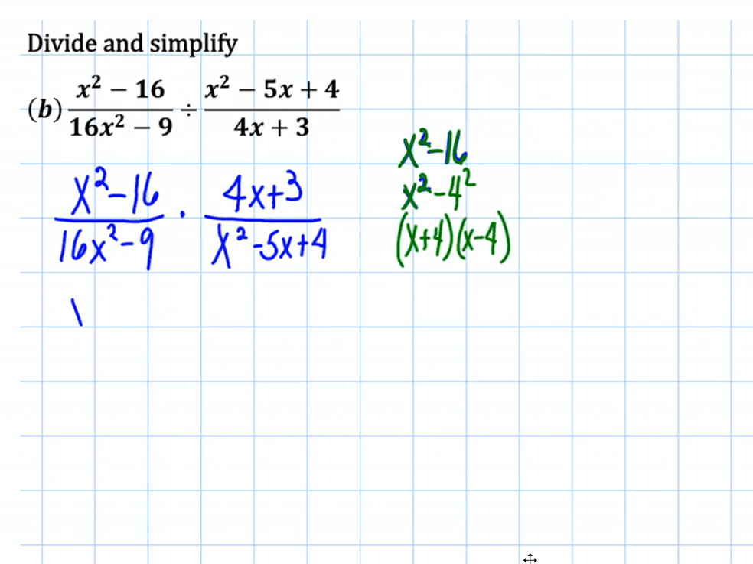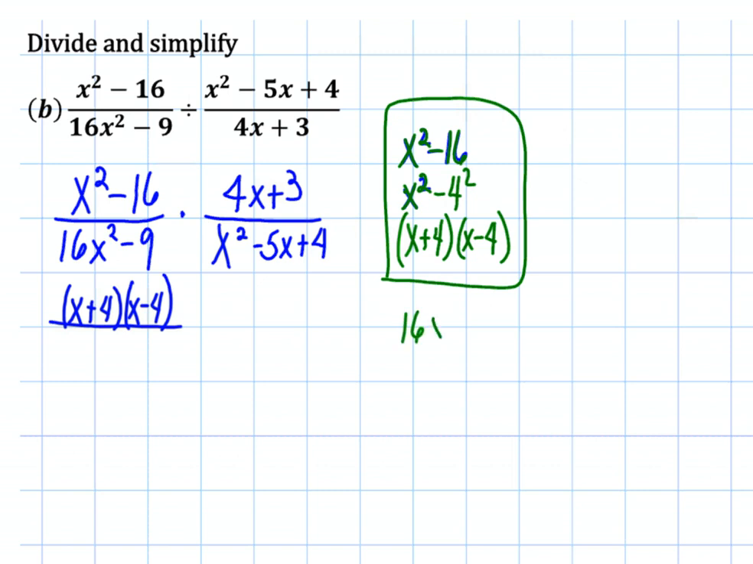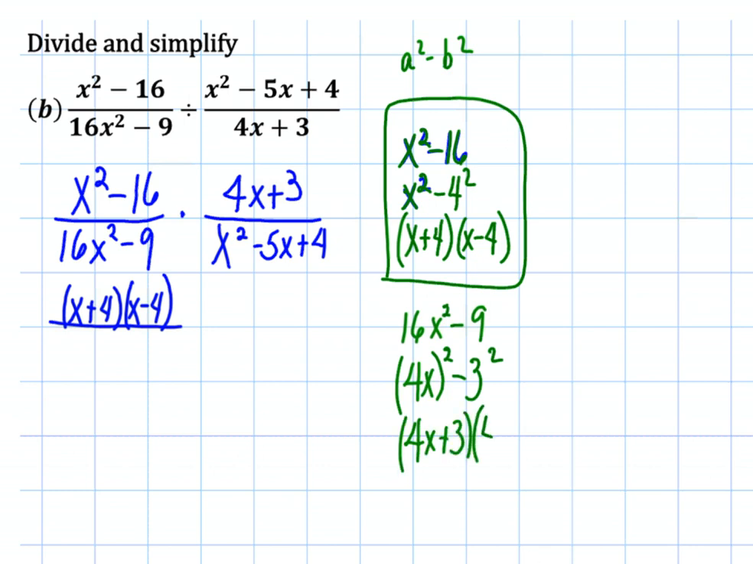Okay. So we're going to call this x plus 4 and x minus 4. I'm going to do the same thing for the denominator. The denominator is 16x squared minus 9. I'm going to put it in the format of a squared minus b squared. So that'd be 4x squared minus 3 squared. So that's 4x plus 3 and 4x minus 3.